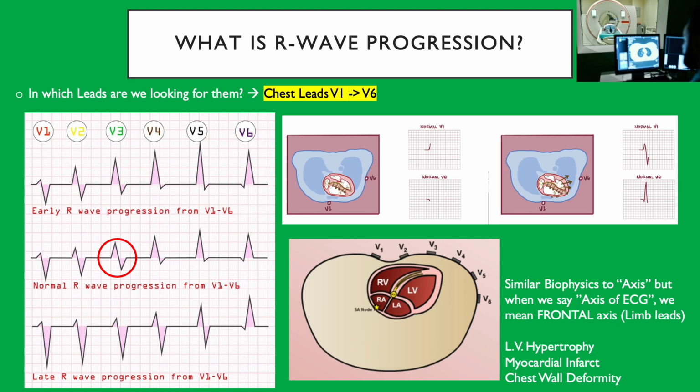These are the pathologies that you should think about when you have R wave progression abnormalities, but you should look at V1 to V6 and try to find the 50-50 in V3 or V4, okay? So that's another thing we look for.